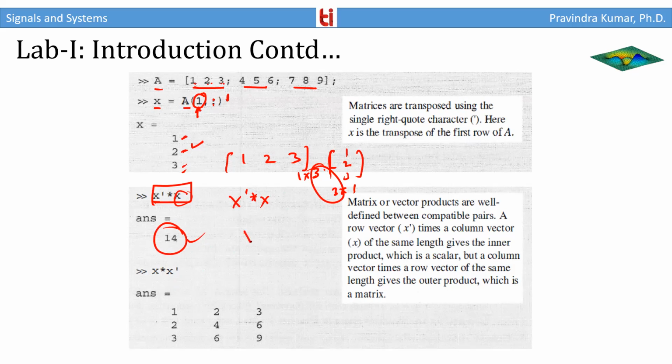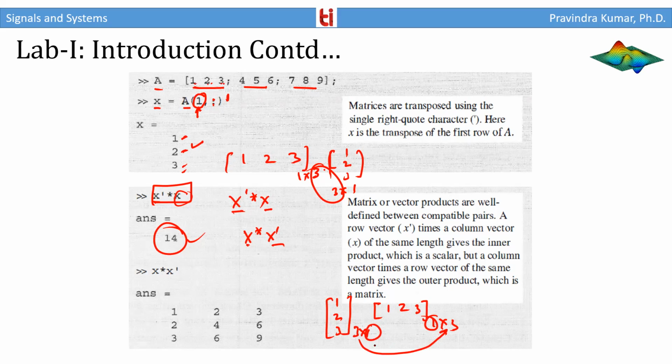Now you can write x into x dash. So here x dash is first. Now in this case x dash is 1, 2, 3. This means 3 by 1, and x is 1, 2, 3. This means 1 by 3. Matrix dimensions are matched, and the answer will be a 3 by 3 matrix. So you can see this is a 3 by 3 matrix. Here this is only a 1 by 1 matrix.